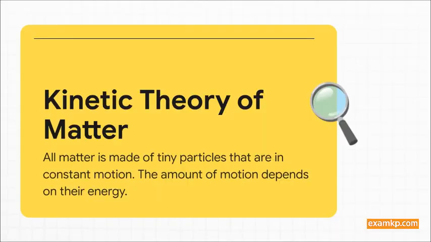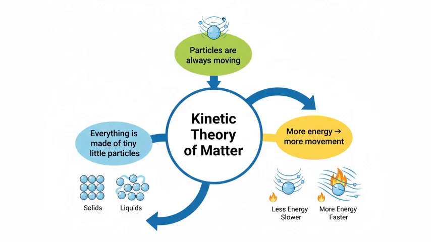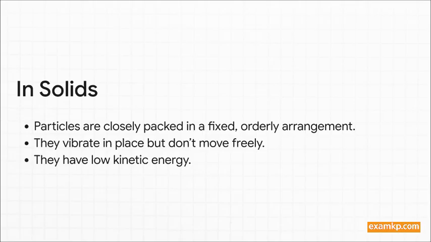So what is it? Well, the kinetic theory basically says that everything around us, solids, liquids, gases, you name it, is made of tiny little particles. And these particles are always moving. They are never completely still. The big difference between the states of matter is just how much they are moving. And that all depends on how much energy they have. More energy means more movement. Simple as that.